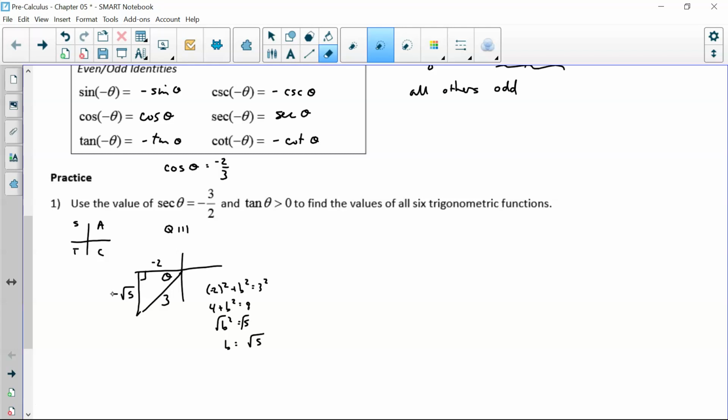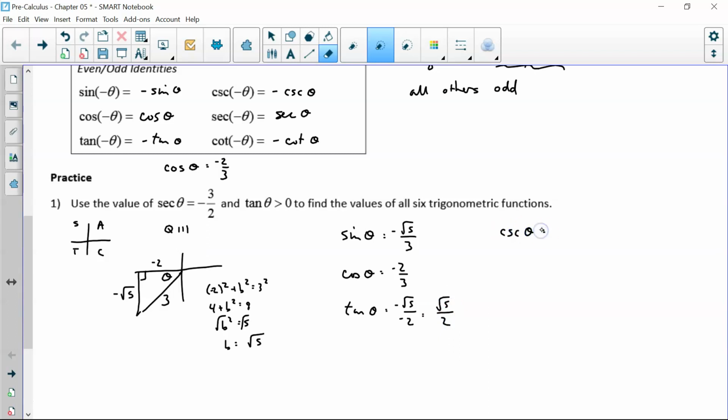So let's find our trig functions for theta. The sine of theta, opposite over hypotenuse, is -√5/3. The cosine of theta, we already know. It's -2/3. The tangent of theta is -√5 over -2, which is √5/2.